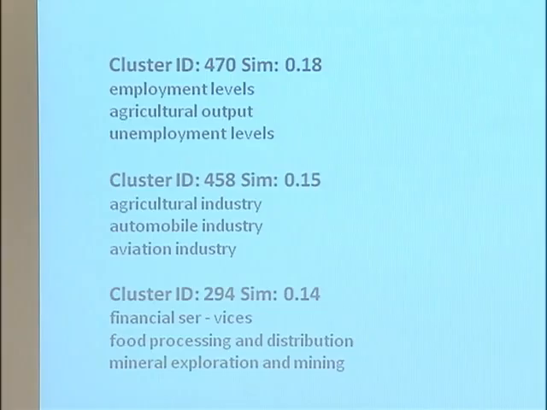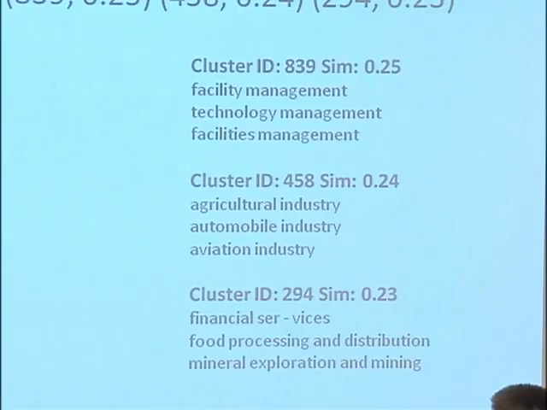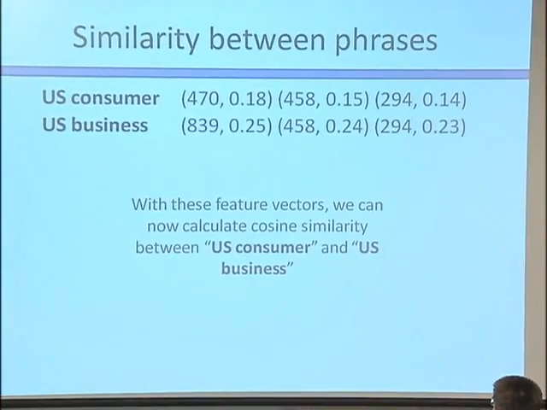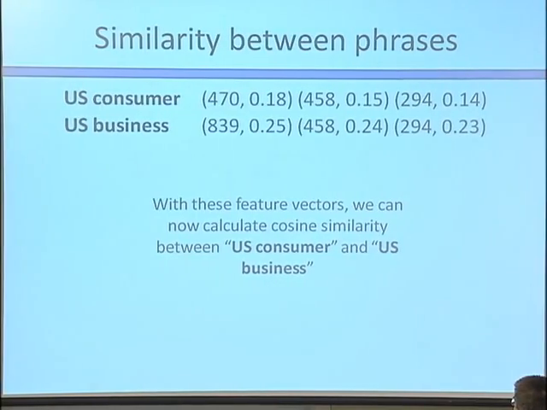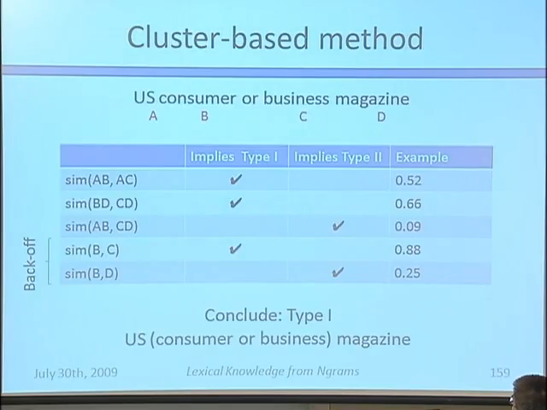So once we have the feature for this, we also get the features for other constituents in the 5-gram. And once we have the features for these two, again we use a cosine similarity between these two feature vectors to calculate the similarity between phrases. And this is what we call phrase similarity.